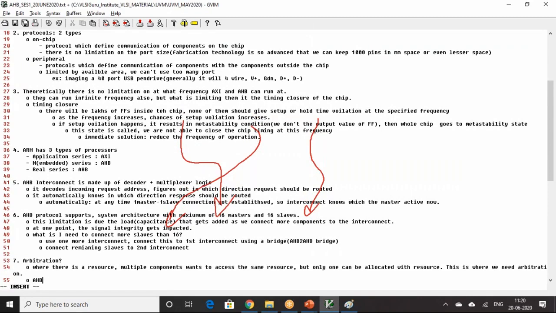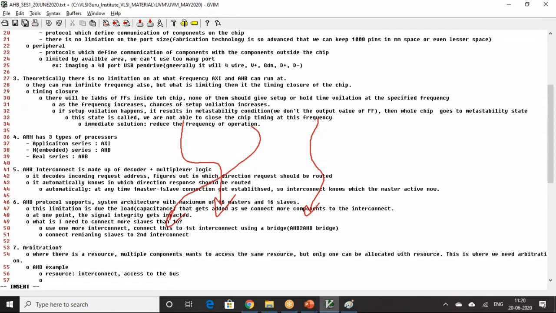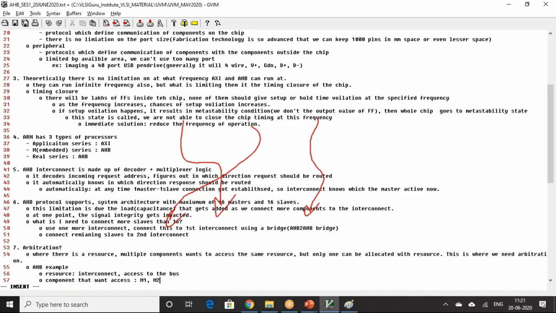In the AHB example, what is the resource? The resource is the interconnect, the access to the bus. Which components need access? Can you tell me from this diagram which components want access to the bus? Masters. M1, M2, M3, not slaves. It is the masters who want access to the bus.